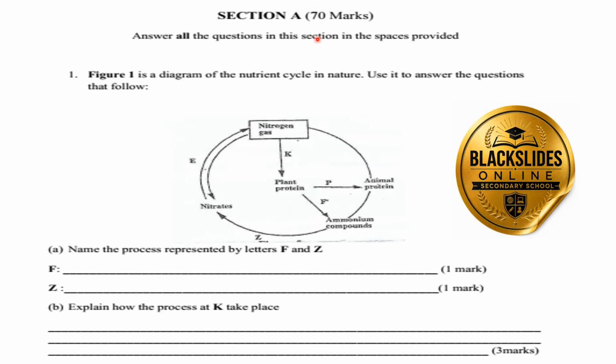Welcome to section A. We are told to answer all the questions in this section in the spaces provided. So there are spaces where candidates were to write their answers. And that's the nature of your paper in the exams. Right? So figure 1 is a diagram of a nutrient cycle in nature. Use it to answer the questions that follow.